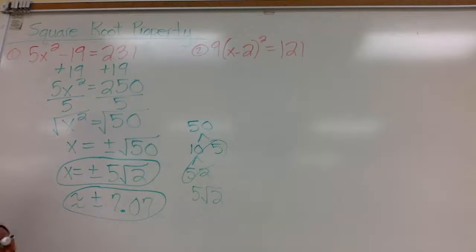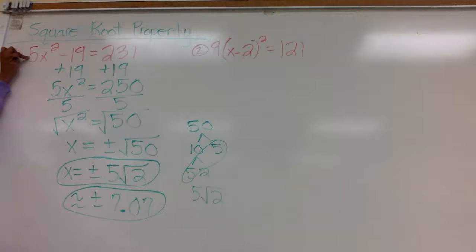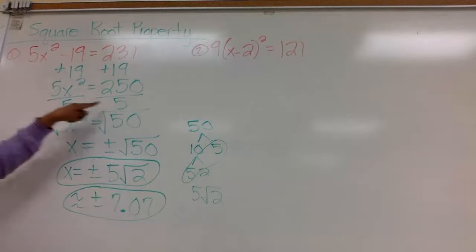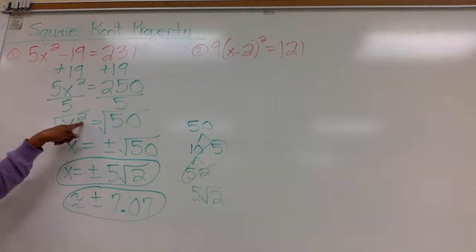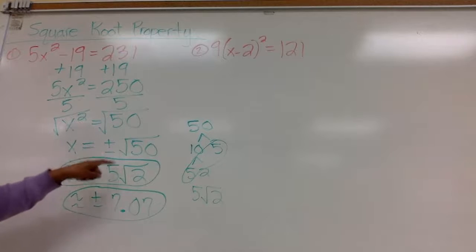So let's do a little recap before we move on to the next problem. This is my problem up here at the top: 5x squared minus 19 equals 231. The first few steps, we were just solving the equation. Opposite of a minus, you add it. Opposite of multiplying, you divide. You've got to get the squared part by itself first. When I got that part by itself, I took the square root, because the opposite of squaring is to take the square root. Then we did the plus or minus.